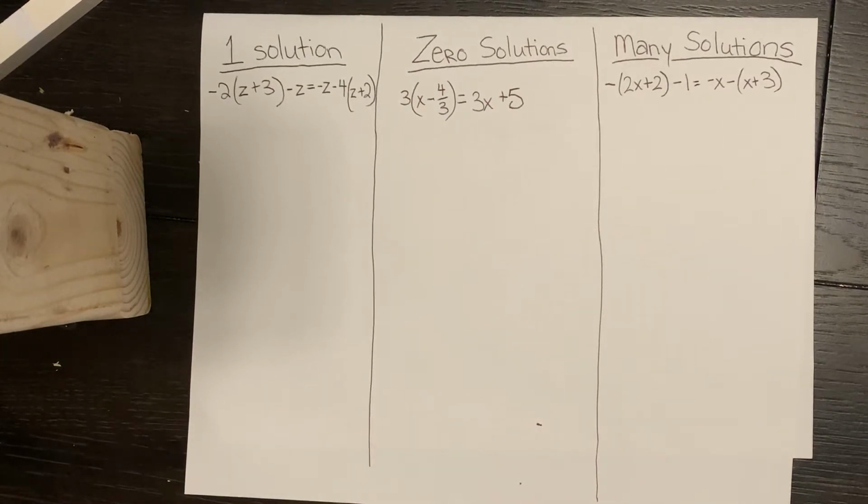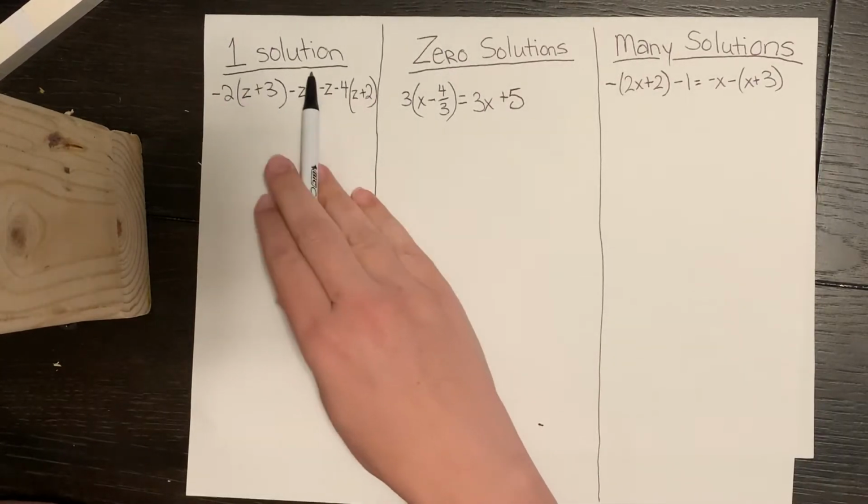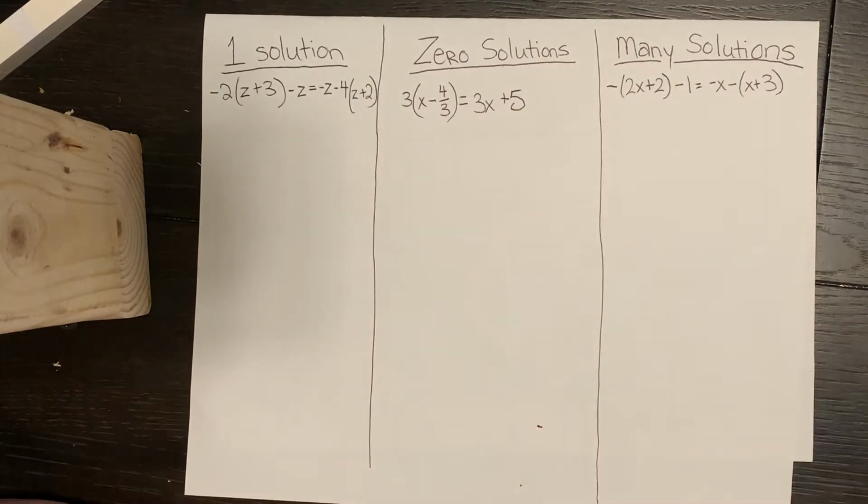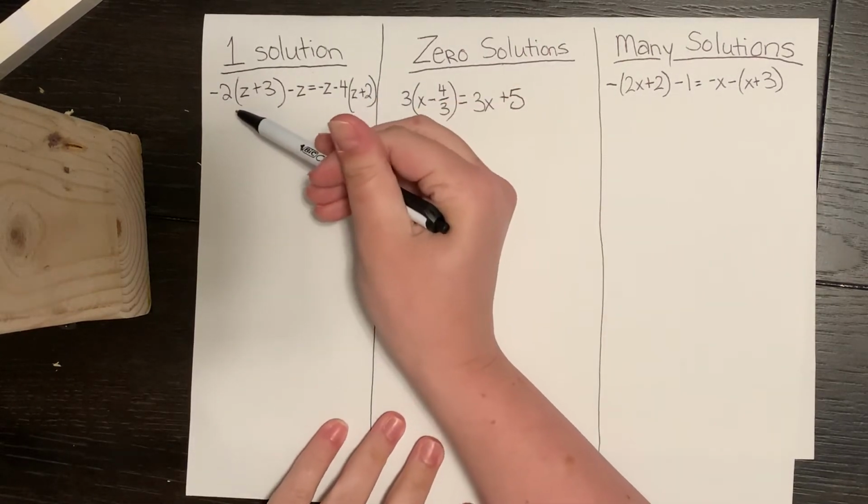Alrighty guys, today you're going to look at different equations and determine if there's one solution, zero solutions, or many solutions. And what I've done is I've already worked through these to see and given you an example of each one. So if there's one solution to the equation, then that is pretty much what you're already used to. So let's just go ahead and work through it.